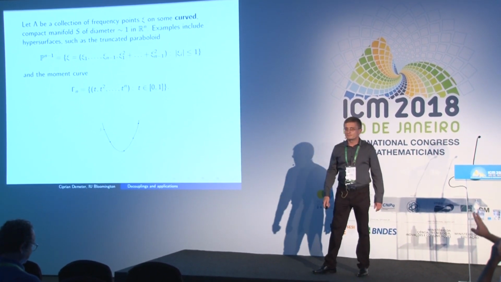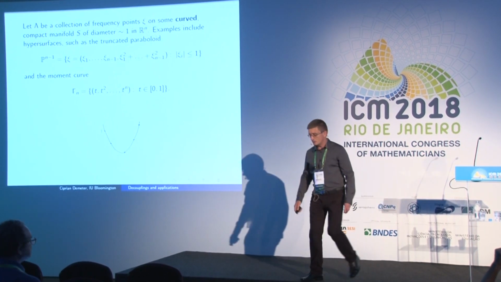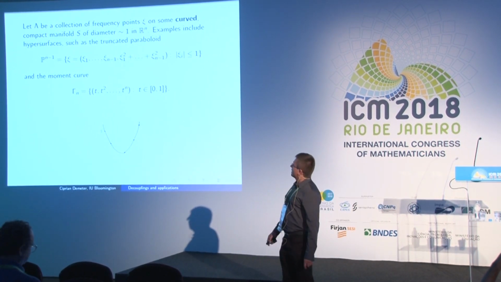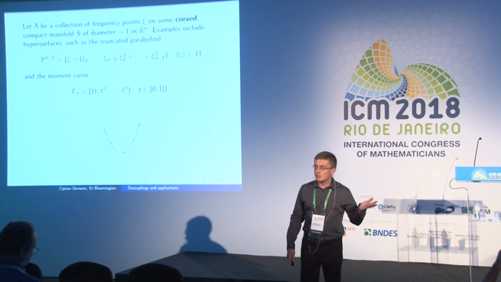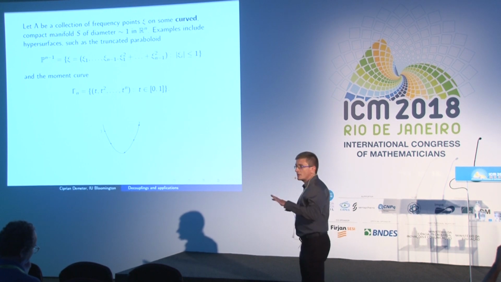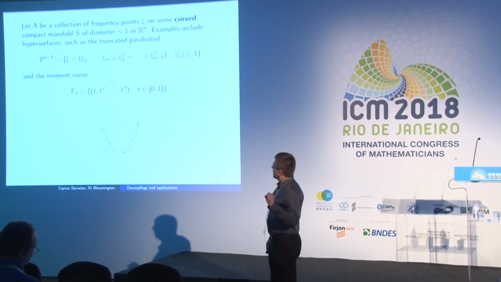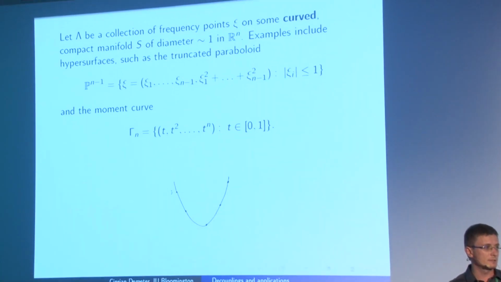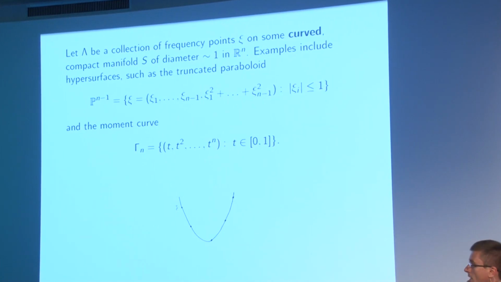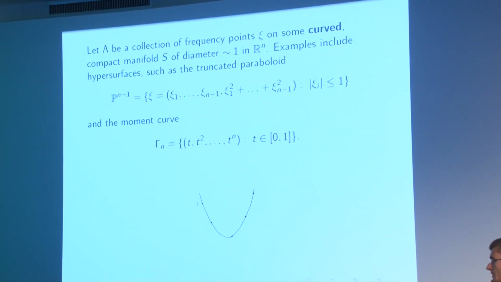So here's the general setup. We're going to have a collection of frequency points that I'm going to call big lambda. Everything happens in R^n. I will insist that the points sit on a curved manifold, which is also compact, has diameter about 1. So we're excluding hyperplanes, lines, but good examples are the sphere, the truncated paraboloid. Notice that I'm truncating it around the origin.